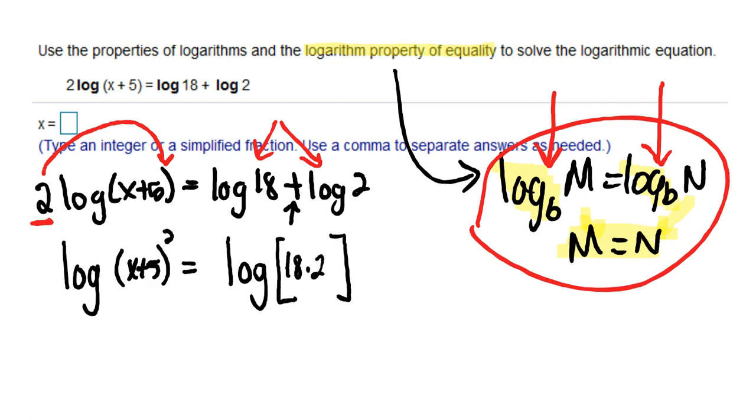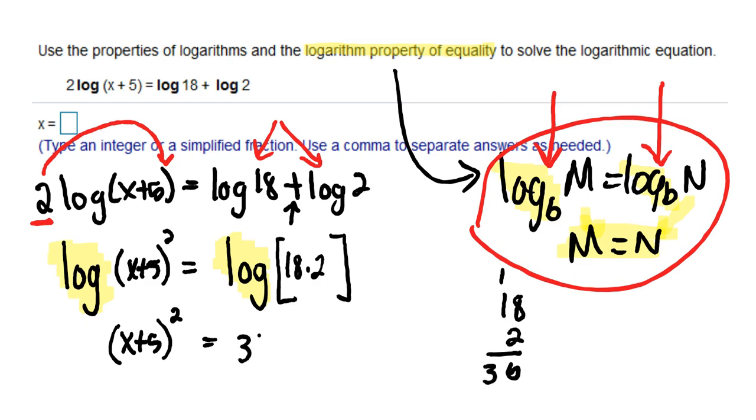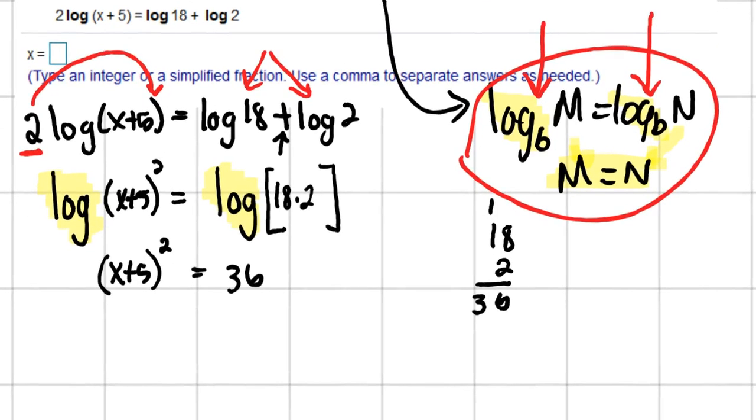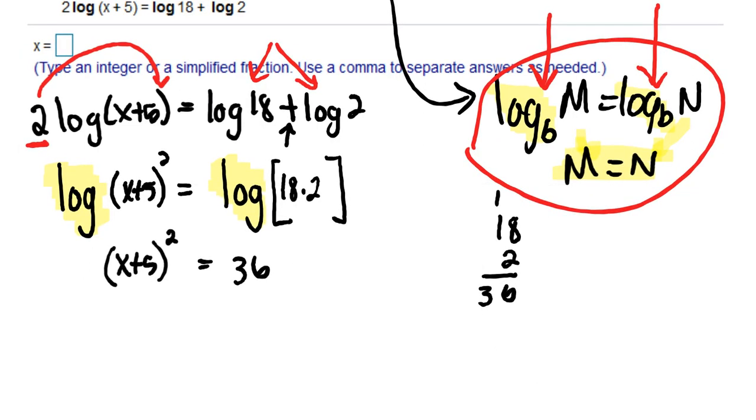So now you see I've got a single log on the left, that's base 10, a single log on the right, that's base 10. So I can use the property of equality to say what's inside this log is equal to what's inside this log, which is 18 times 2. How much is 18 times 2? 36. All right, so now I can finish solving.